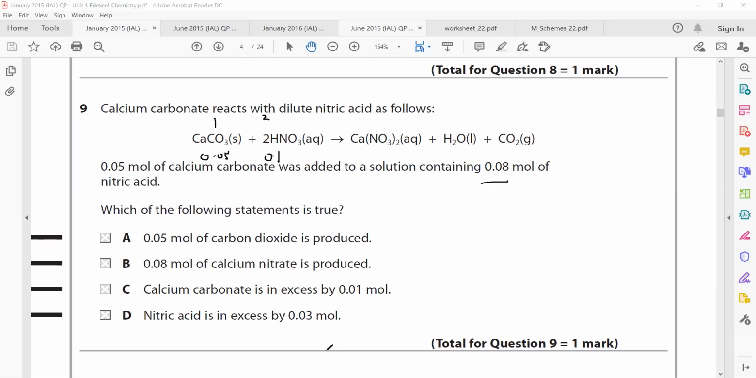When you check, you always check from the limiting reagent, so that is wrong. Nitric acid and carbon dioxide, the ratio is 2:1. How many moles of nitric acid do we have? 0.08. So how many moles of carbon dioxide will there be? X. When I cross multiply, 0.08 divided by 2, I will get 0.04. So this statement is not correct.